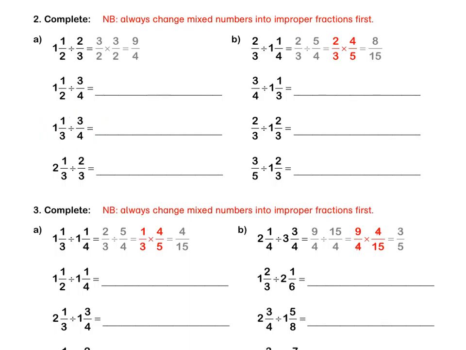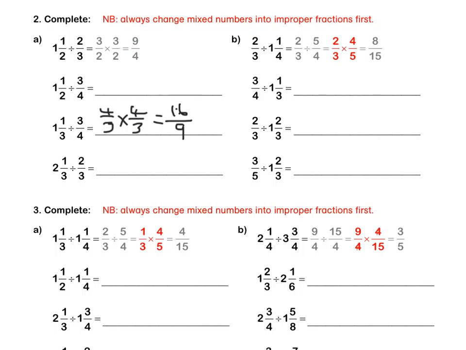Let's do this one together. 1 1/3 is equal to 4/3 as an improper fraction. Dividing by 3/4 is the same as timesing by 4/3. We cannot simplify in our question, therefore our final answer is 16/9. Press pause to complete question A.